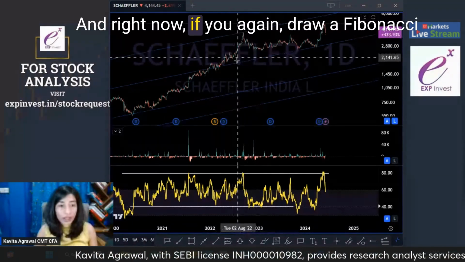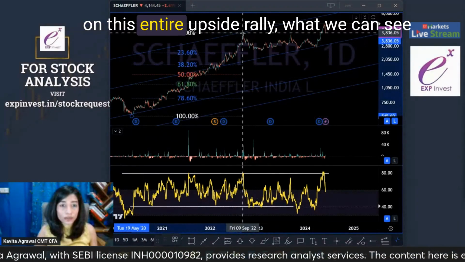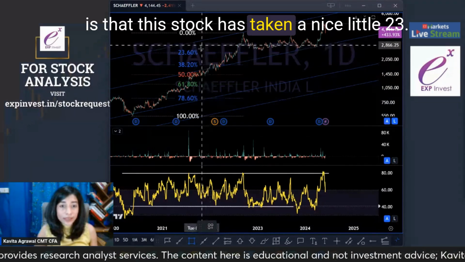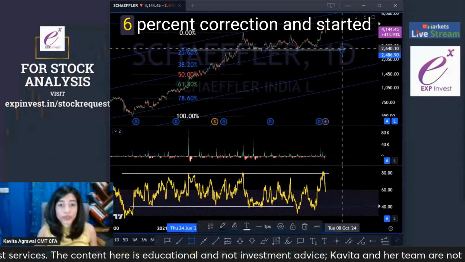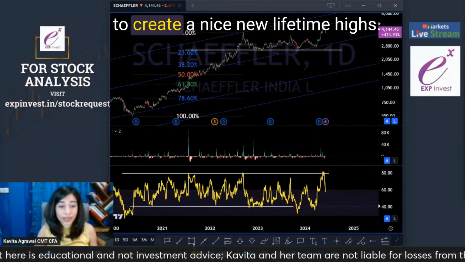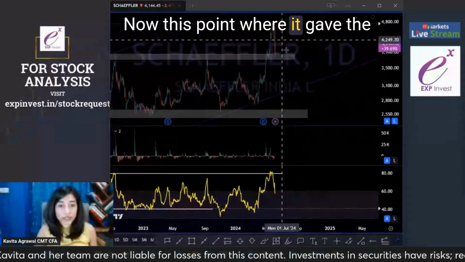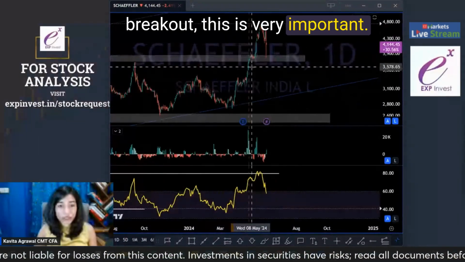And right now, if you again draw a Fibonacci on this entire upside rally, what we can see is that this stock has taken a nice little 23.6% correction and started to create new lifetime highs. So here it has given a breakout. Now this point where it gave the breakout, this is very important. We need to study this.